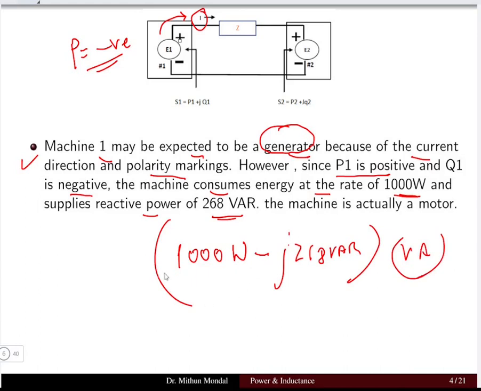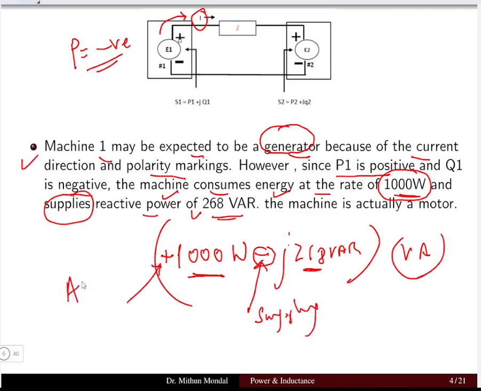Now, since we have the positive real part and the negative reactive, or imaginary, part, we can say that the machine is consuming energy at a rate of 1000 watt, and it is supplying the reactive power of 268 volt ampere rating. This negative sign means that it is supplying. This positive sign means that it is absorbing.